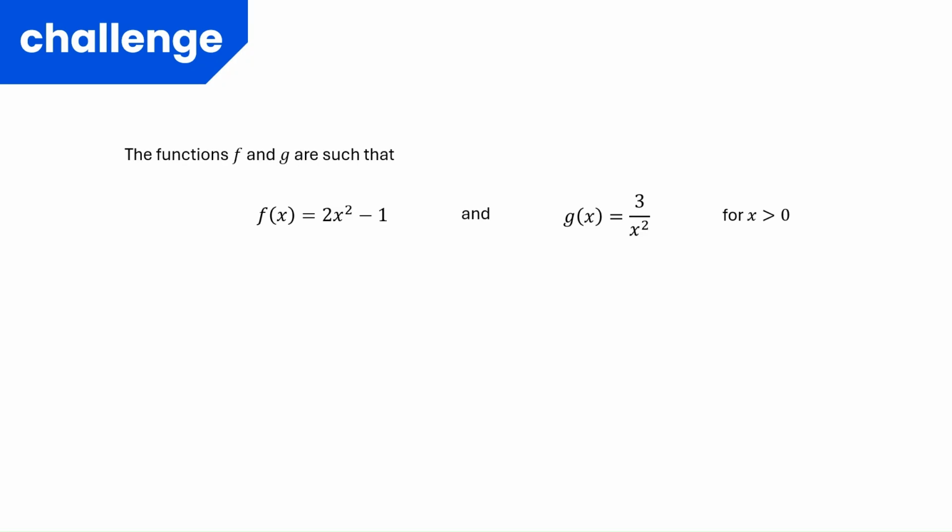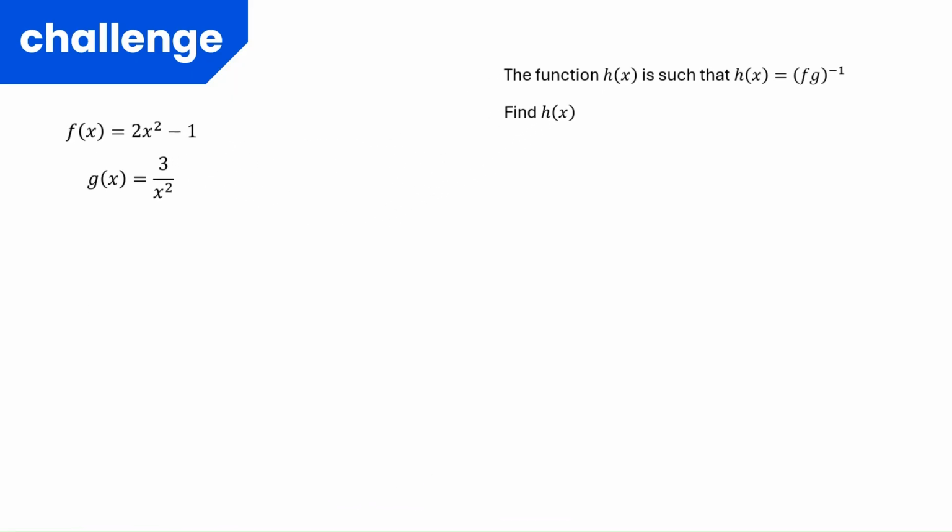Let's do a challenge question. This is going to be a tough question, so don't worry if you don't find it easy. The functions f and g are such that f of x equals 2x squared minus 1 and g of x equals 3 divided by x squared. The function h of x is such that h of x equals the inverse of f and g. Find h of x. So there's quite a lot to unpack here.